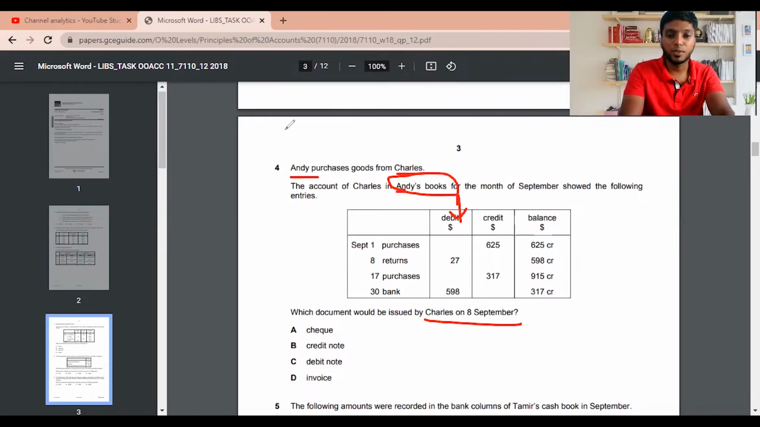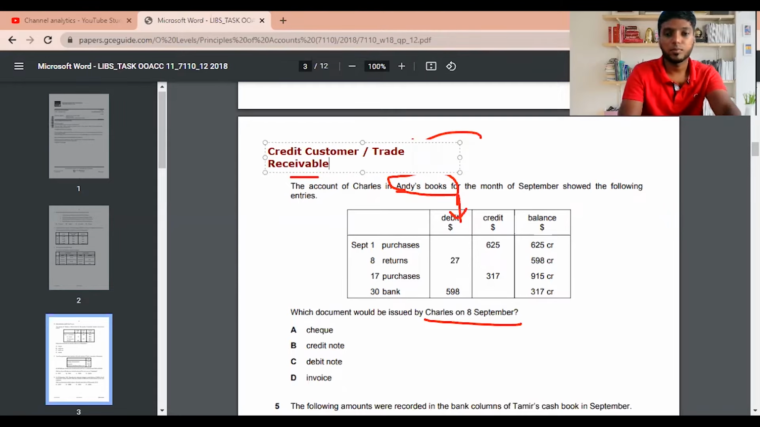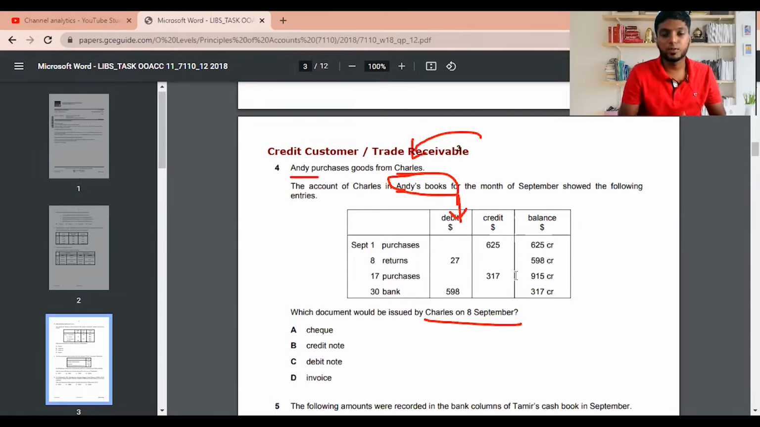Now, what you need to understand, it's not from the Andy side, it's about the Charles side. So now Andy is a person who is purchasing goods from Charles, meaning in Charles' books, Andy is going to be a credit customer, or we say him as trade receivable. So in Charles' books, Andy is a credit customer because Andy is purchasing goods from Charles. But they're asking what did Charles issue to his credit customer. So imagine you as Charles. If you are Charles, on 8th, what is the document you would have issued? Is what they're asking.